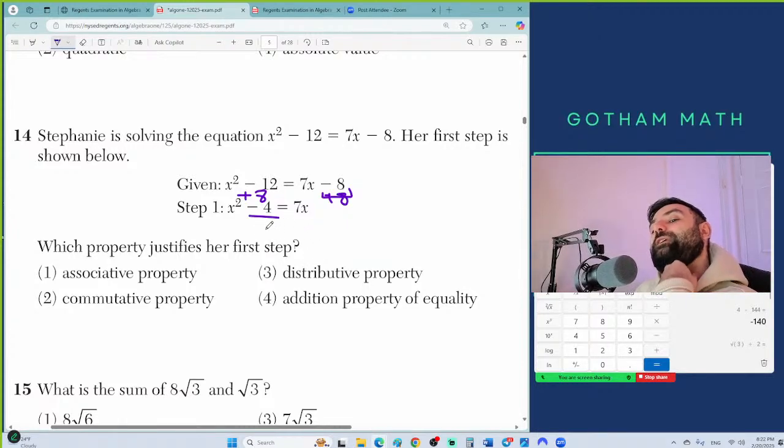What kind of property is this? Distributive? Nuh-uh. Associative? Don't think so. Commutative, or addition property of equality. Well, commutative property is when you move one thing from one side to the other. So the correct answer here will be addition property of equality. We add 8 to both sides. That's why it's that property.